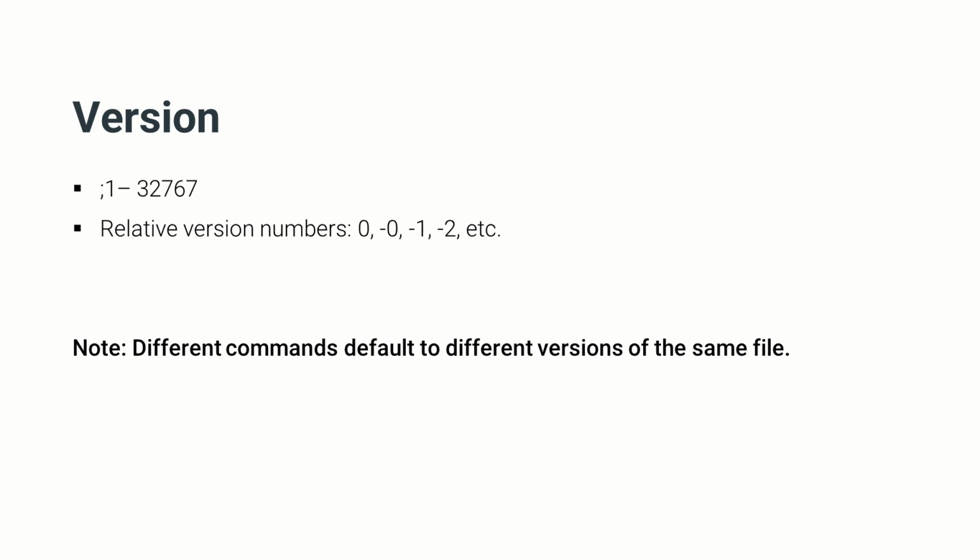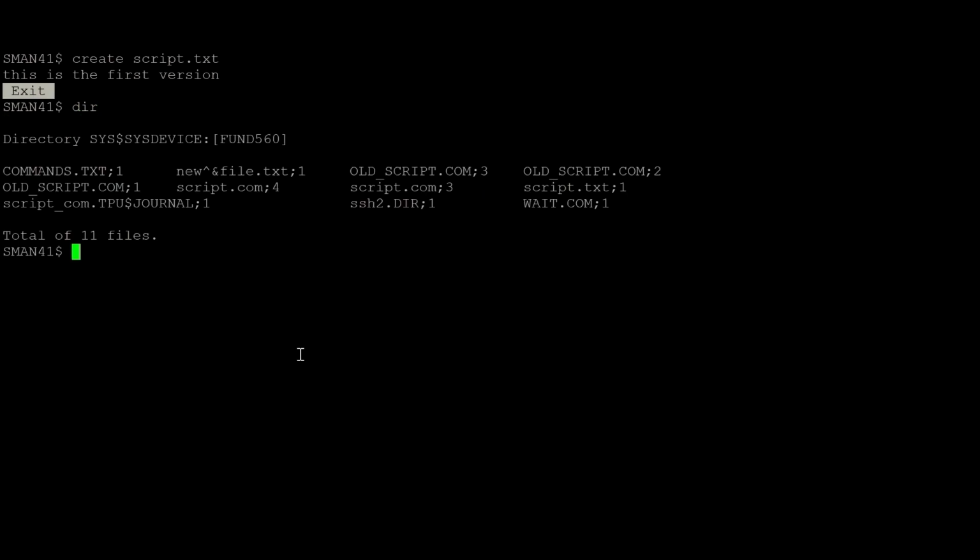The last element of the file specification is the file version. It's a number from 1 to 32,767. If you do not remember the exact version of the file, it is possible to specify a relative version number. I'll show you what this means. I will create a text file named script.txt, and I will write "this is the first version" as the contents of the file. Now, when I look at the list of files in my directory, I see that there is only one file with this name, and its version number is 1.